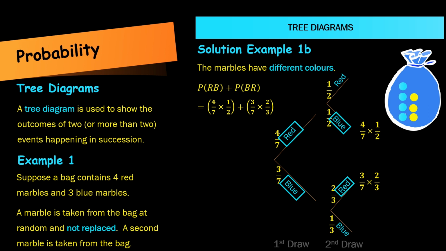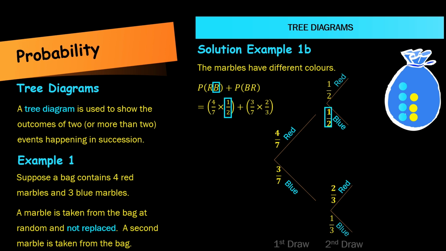So we add those two probabilities as shown. 4/7 times 1/2 plus 3/7 times 2/3 to give 2/7 plus 2/7, which equals 4/7.